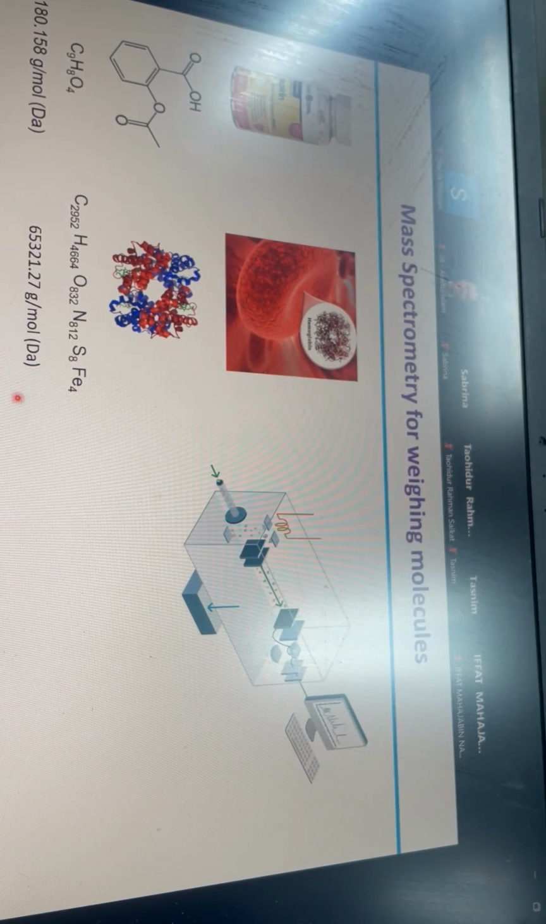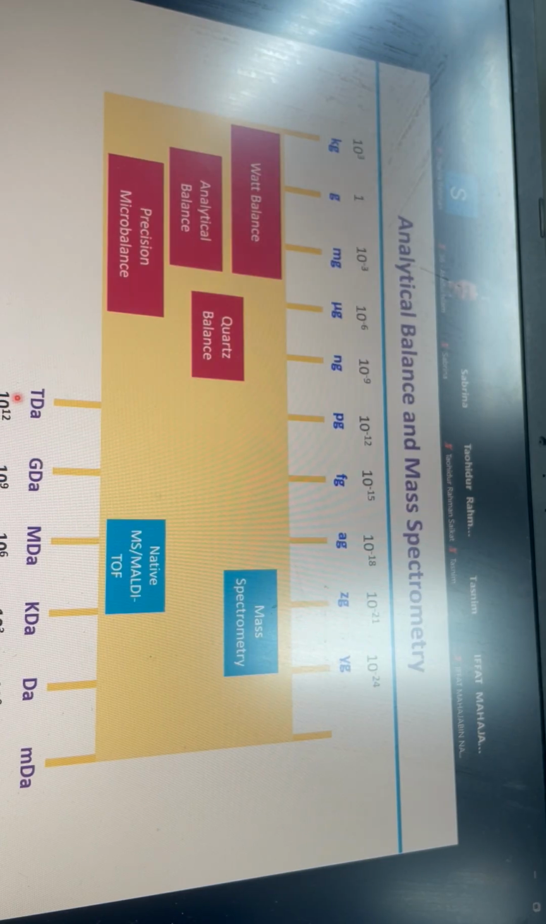So there is a difference between an analytical balance and mass spectrometry. Mass spectrometry measures the mass of a single molecule, but the traditional analytical balance measures the mass of molecules in bulk. So what is the difference between analytical balance and mass spectrometry? The analytical balance that we mostly use in our lab can measure from kilogram to milligram. Then we have the precision microbalance and quartz balance. They can measure microgram and nanogram.